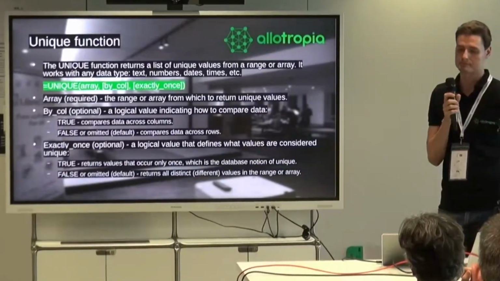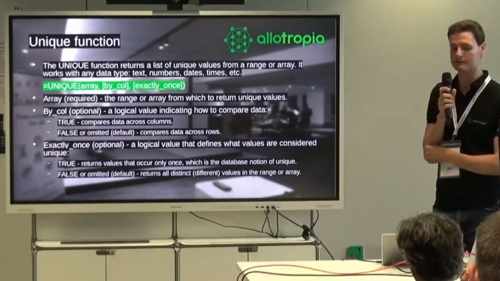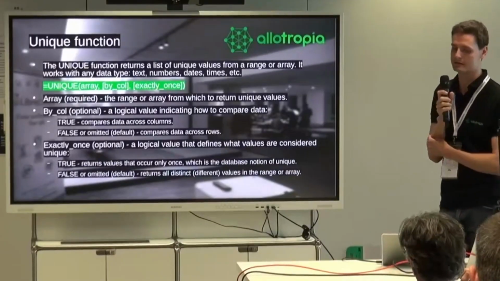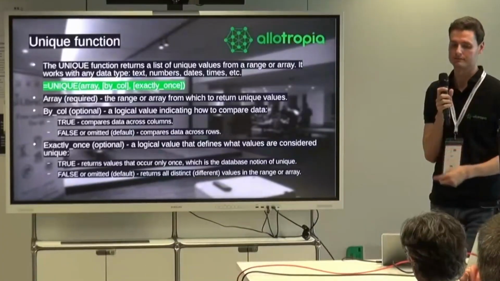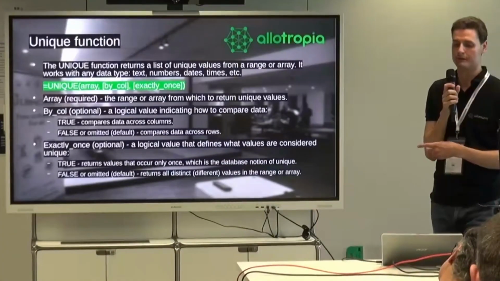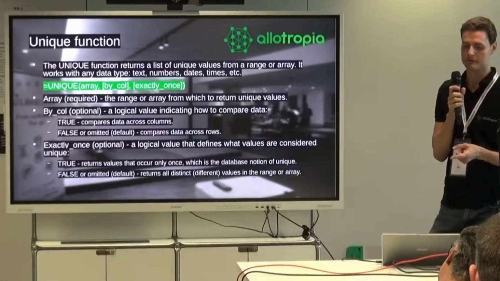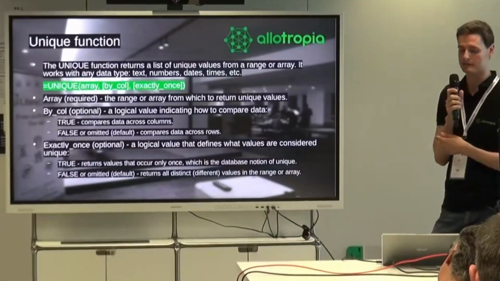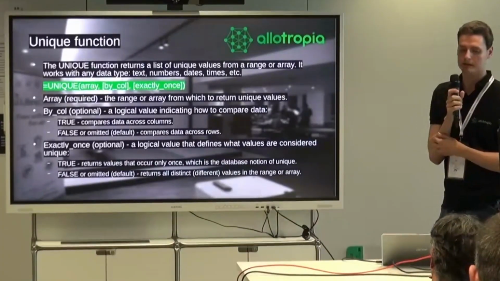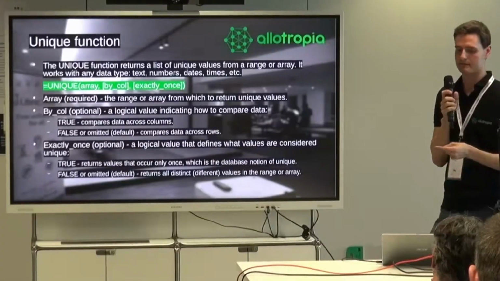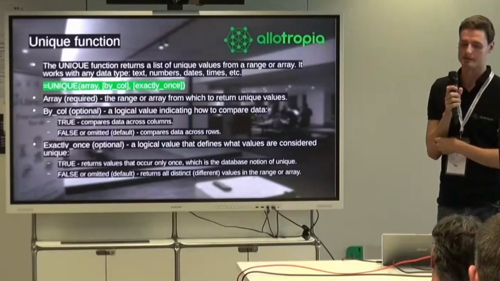argument. And the second argument, by_col, controls whether UNIQUE will extract unique values by rows or by columns. By default, the UNIQUE function will extract unique values in rows. To force the UNIQUE function to extract unique values by columns, we have to set by_col to true. The UNIQUE function is not case sensitive, so the uppercase and lowercase values will be handled in the same way.